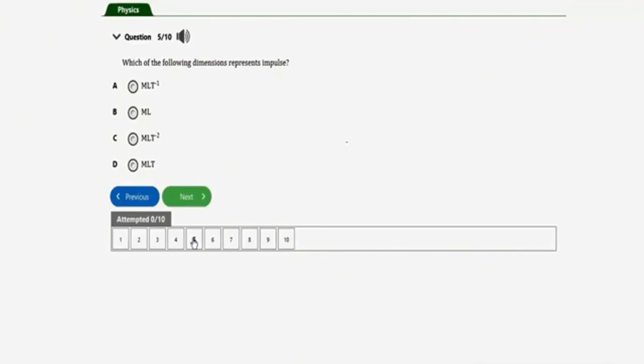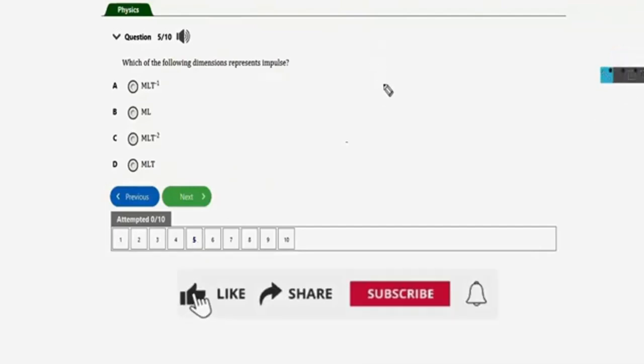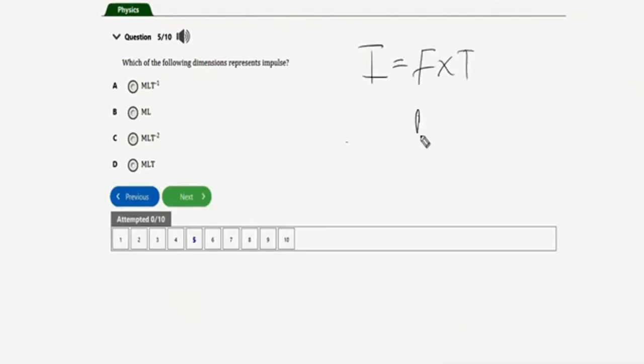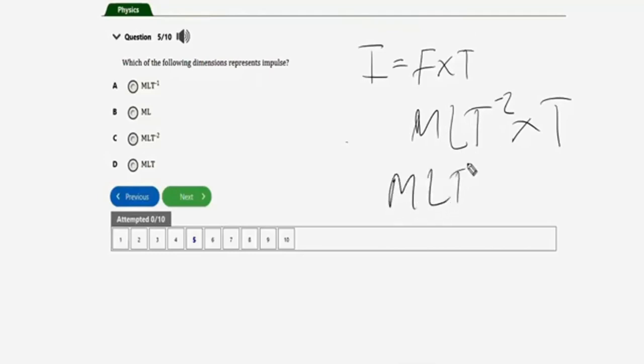It says, which of the following dimensions represents impulse? Okay, so as we all know, the formula for impulse is force times time. So impulse equals force times time. Alright, and you know that the dimension of force is M L per time square, times the extra time. So when you bring everything together, the base is the same, law of indices, multiplication law, you are going to add the powers.